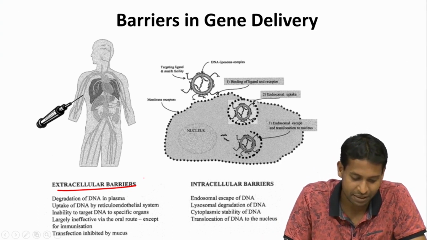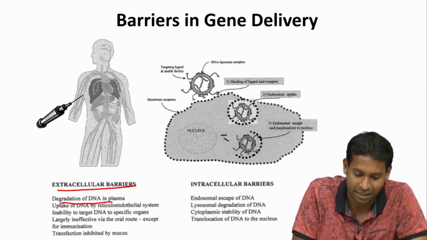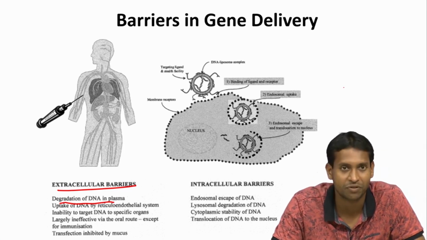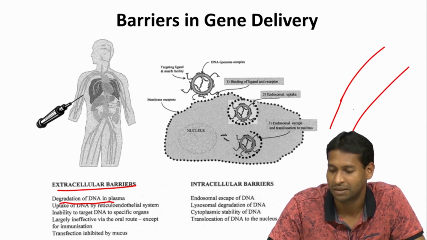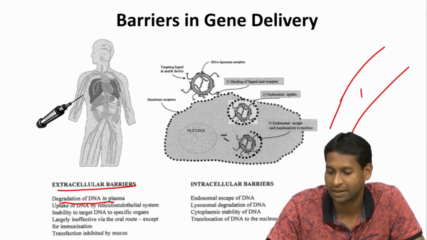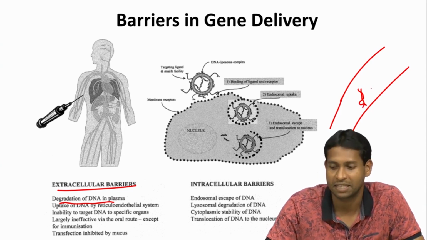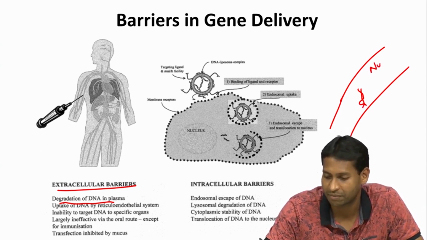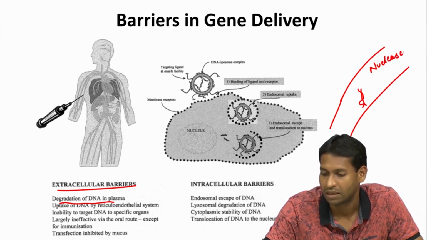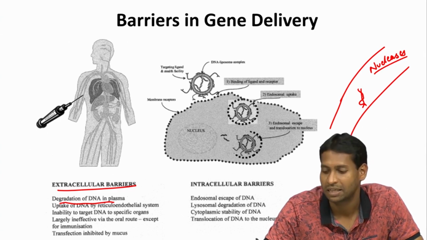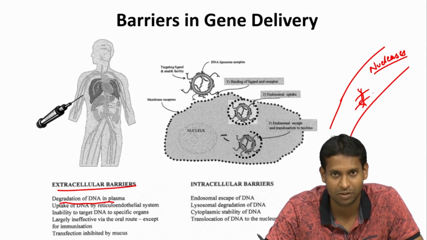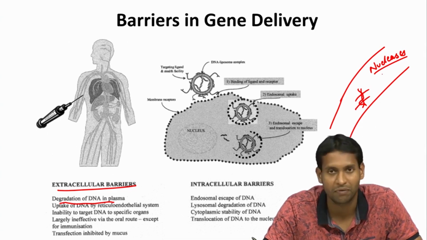One is the DNA that you are delivering. If it goes in the plasma, which is of course one of the major fluids in the body, in the blood vessels, the plasma contains several nucleases, and these are nothing but something that degrades any long nucleotide chains. So this will get degraded, and once it gets degraded it is no longer functional. So that is a big problem when you are delivering a gene.